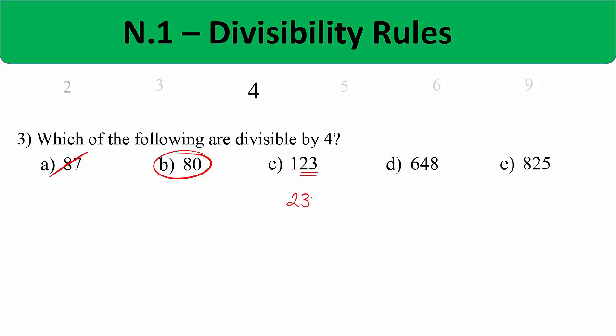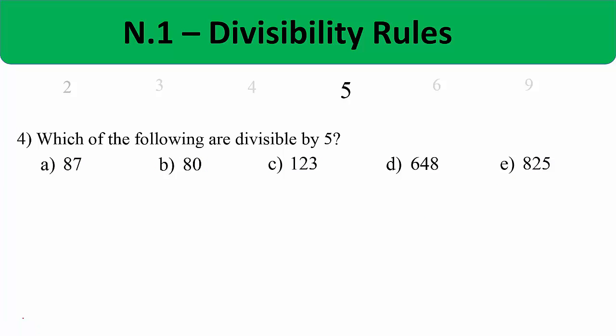23 is not divisible by 4, so neither is the original. If we look at the last 2 digits here, 48 is divisible by 4, so therefore the original is also divisible by 4. And here, 25 is not, so 825 is not.